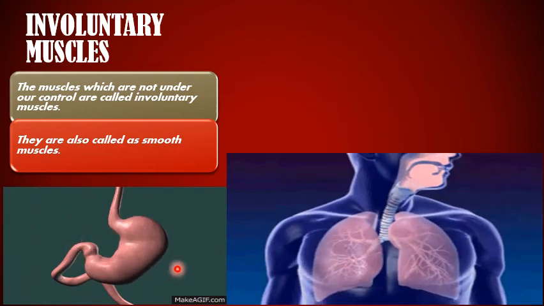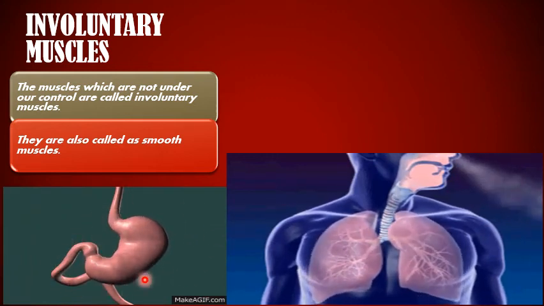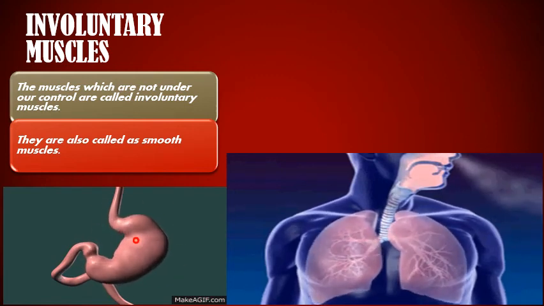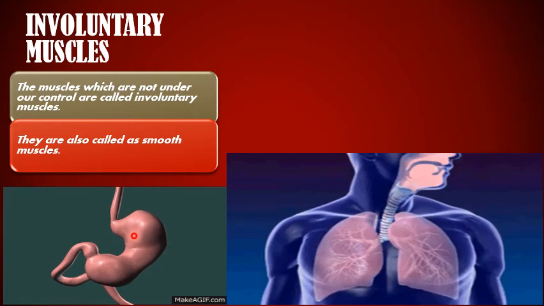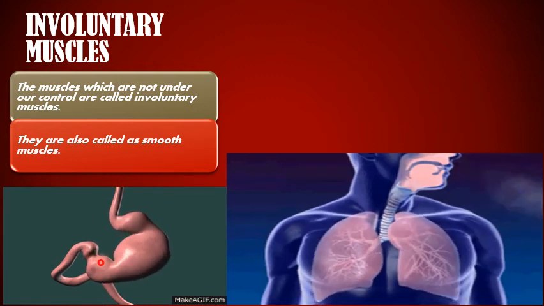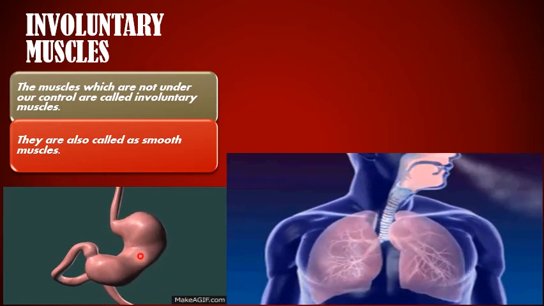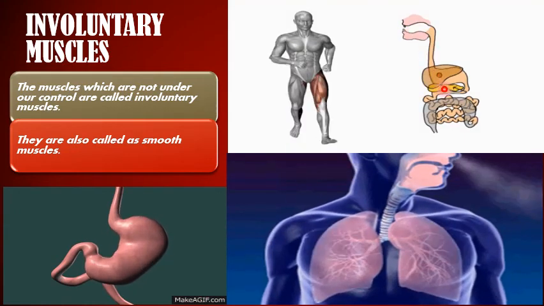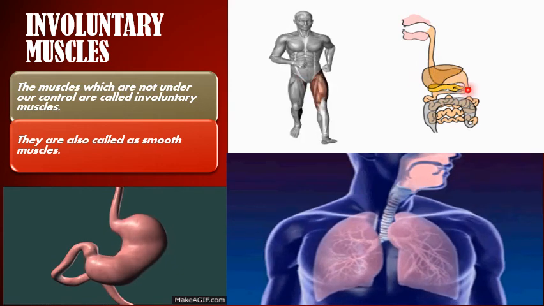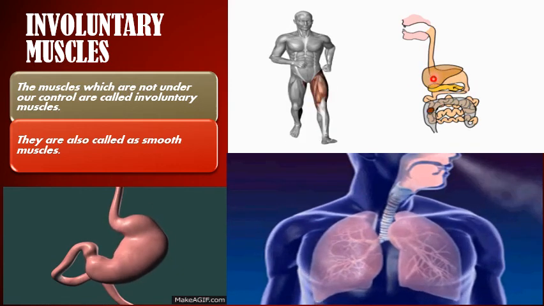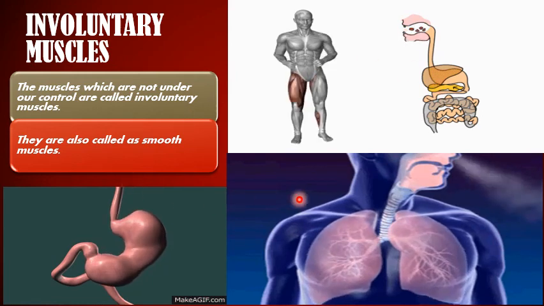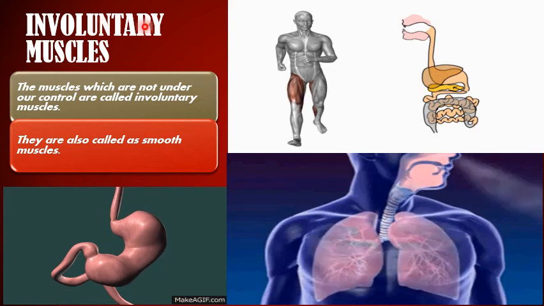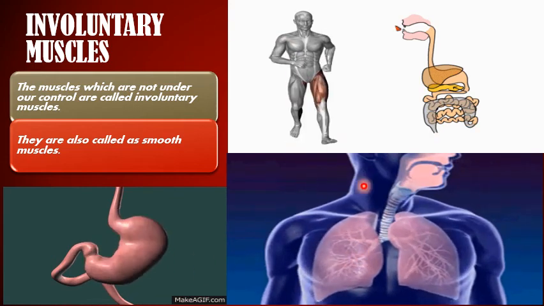Here you can see this is our stomach. We know that our stomach moves for digestion. There is a contraction and relaxation to digest the food. So this movement is not controlled by us. Here you can also observe when we eat food, it goes down into the stomach, then the intestine. We do not control these movements. So these kinds of muscles are called involuntary muscles because they are not under our control. They work on their own.